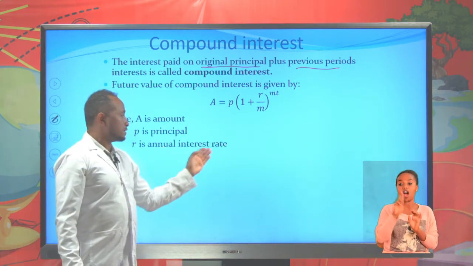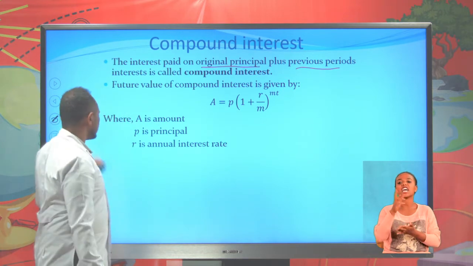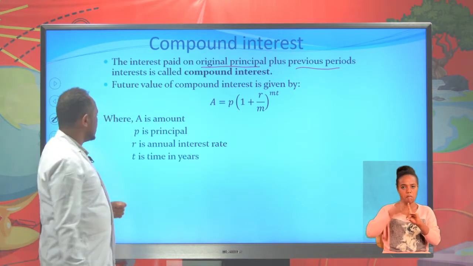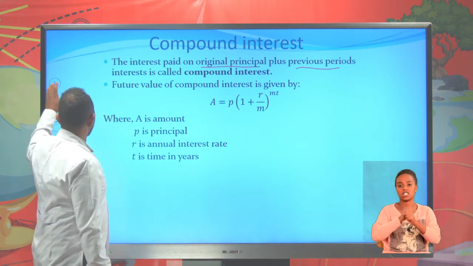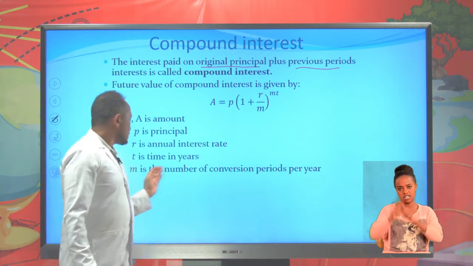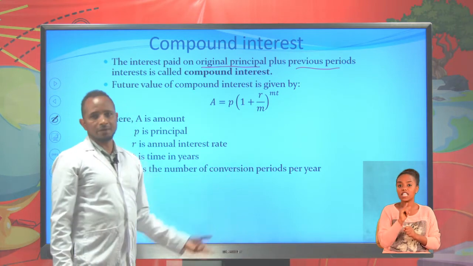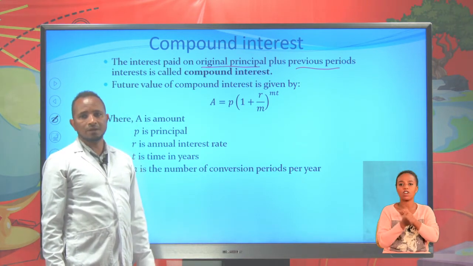r is the interest rate per year, or the annual interest rate, and t is the time in years, it must be in years, and m is the number of conversion periods per year.